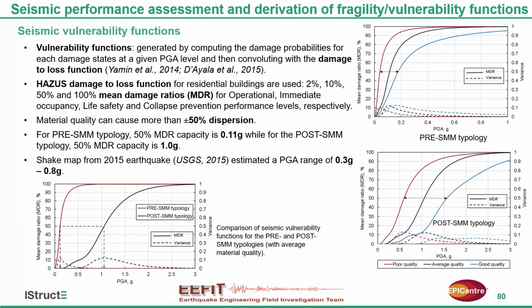If you compare both together, for simplicity, I have just compared the average of both. The pre-earthquake typology has a PGA capacity of 0.11 G for 50% mean damage ratio, while the post-earthquake typology has a PGA capacity of 1 G for the same level of damage loss. And if you compare with the 2015 Nepal earthquake, USGS estimated a PGA range of 0.3 to 0.8 G in the most affected districts. So you can compare these numbers against this number, and the heavy damage was inevitable.